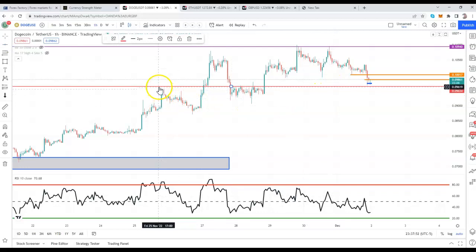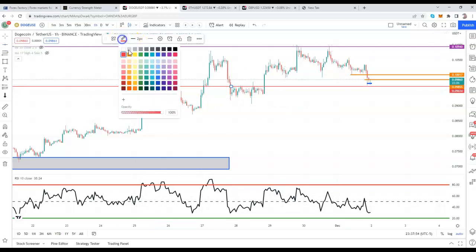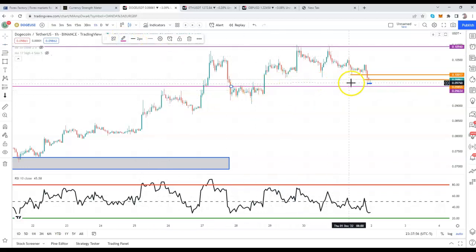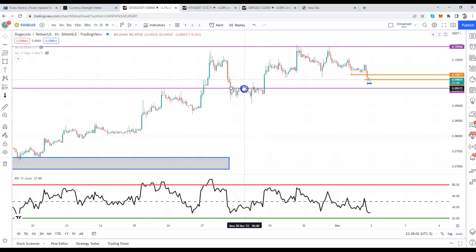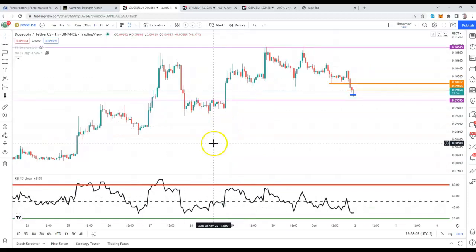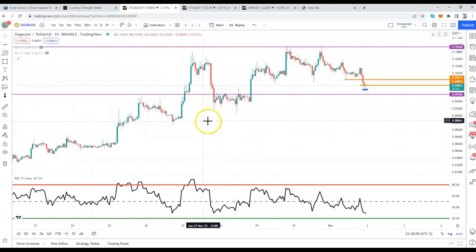We know that this area here is going to act as a support when price comes back down. How do we know this? It acted as a resistance here and acted as a resistance all throughout this area. So this would be a good hour area.